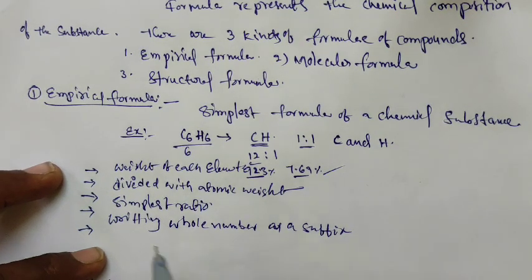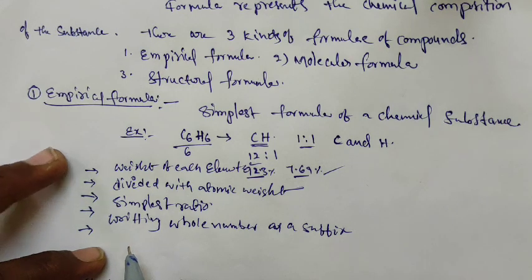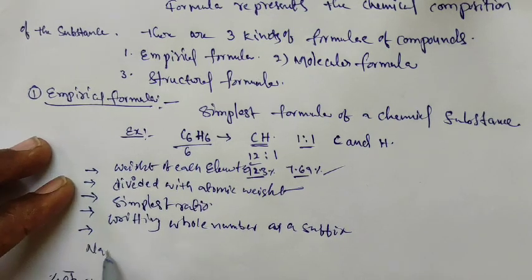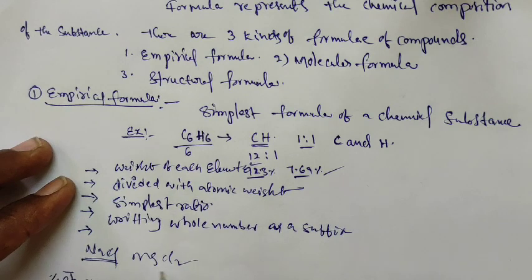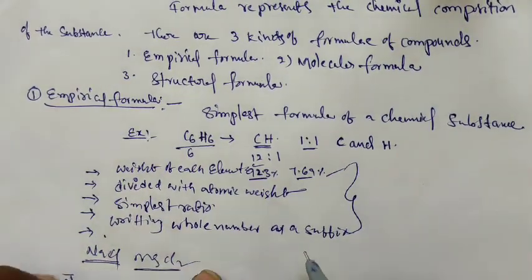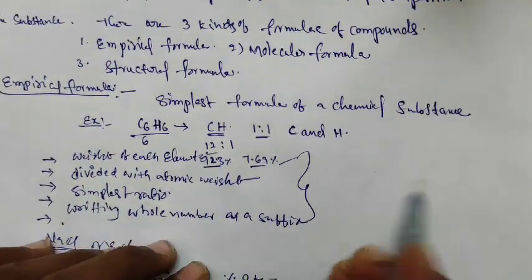Ionic substances have no molecules. They are represented only by their empirical formula. Example, NaCl, MgCl2. This is only empirical formula. Like ionic compounds, there is no molecular formula, only covalent compounds have one. So now these 4 points I will explain here.